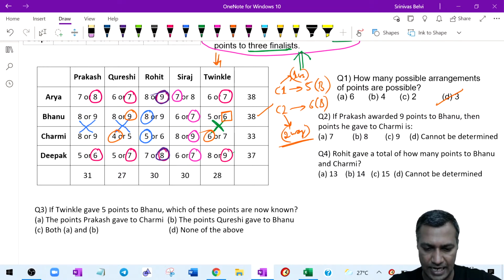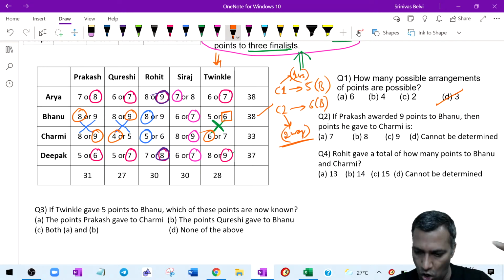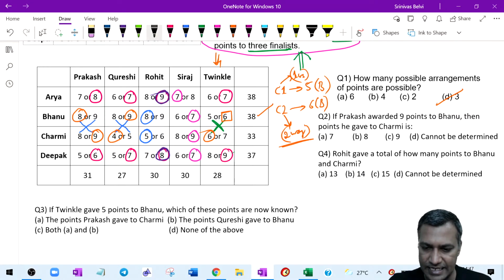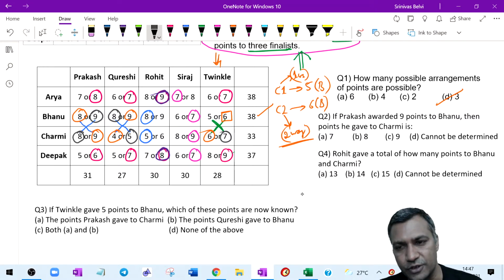So 9, 8 here. Therefore, automatically all other numbers get fixed. Or instead of writing 9, 8 here, with the black one I am marking 8 here and 9 here. Then the black ones will get fixed. One is the orange colored one, the other is the black colored one. These are the 2 ways here, right? So there are only going to be 2 ways.